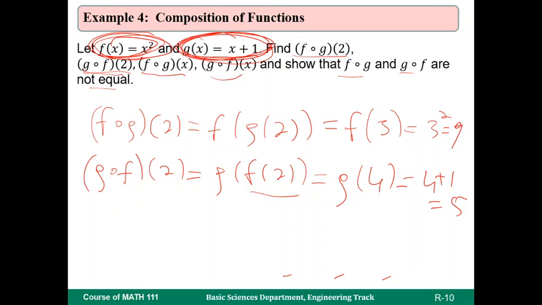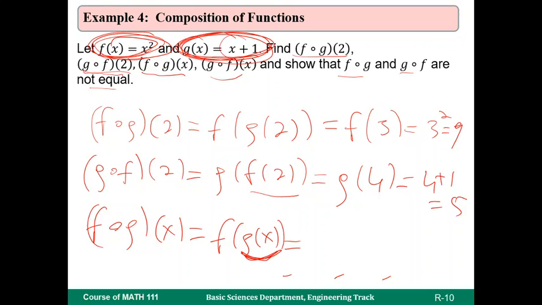Now f composition g of x is this one here. First you write this g of x, what is it? This is x plus 1. Then you can write this x plus 1 inside. You put it here, x squared, so x plus 1 squared. You can leave it as it is, but also expand it, so it will be x squared plus 2x plus 1.